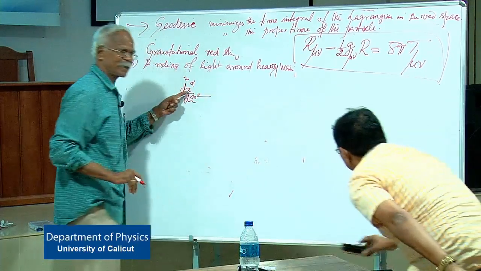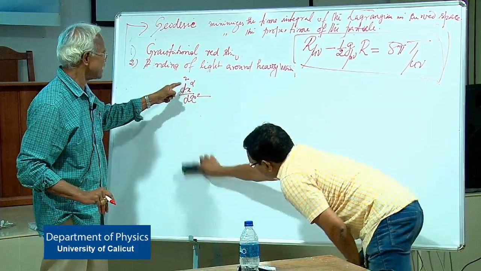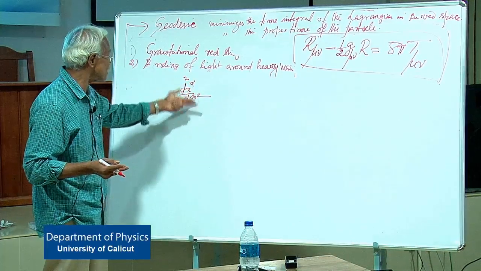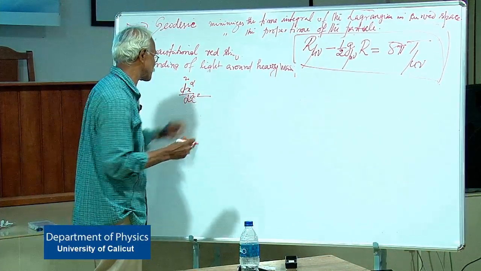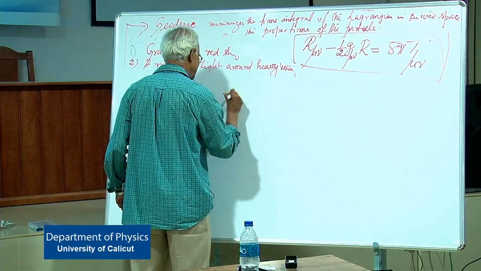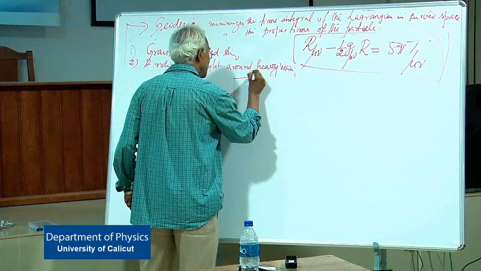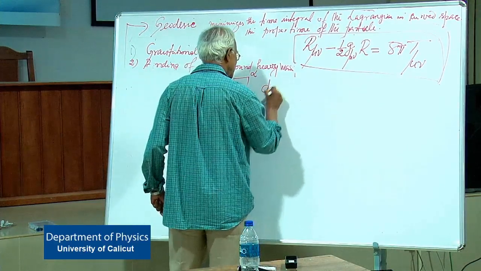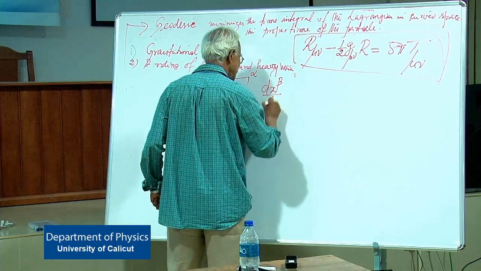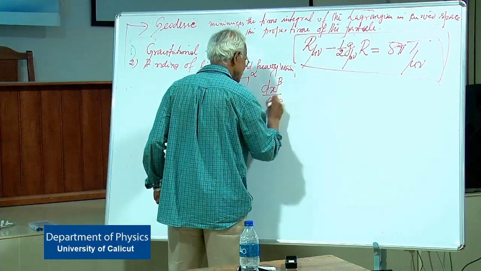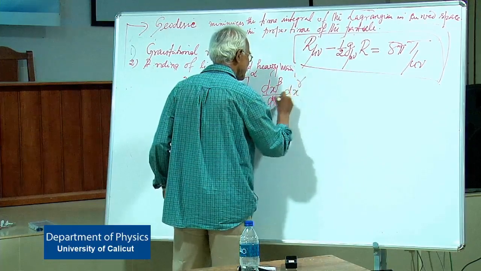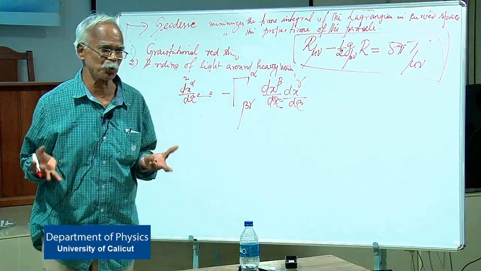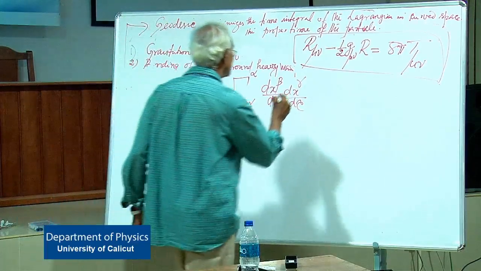See, it's something like acceleration, isn't it? On the face of it, d²x/dt², if I code it, is acceleration. This is d²x^α/dτ², where τ is proper time, equal to minus Γ^α_βγ (dx^β/dτ)(dx^γ/dτ). Well, the derivation is pretty complicated. Okay, this is called the geodesic equation.